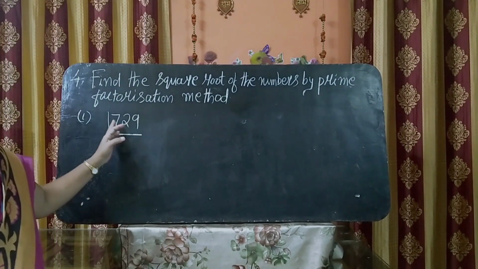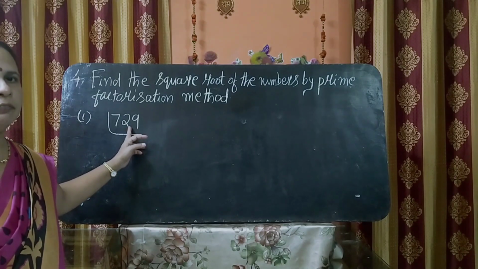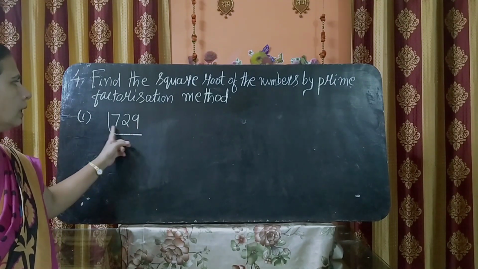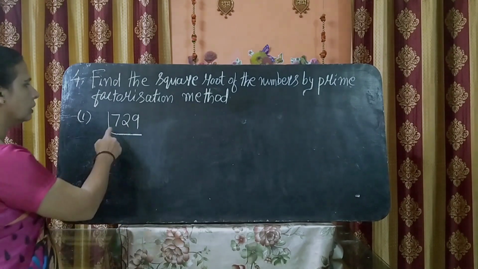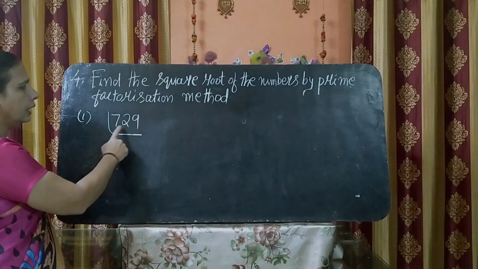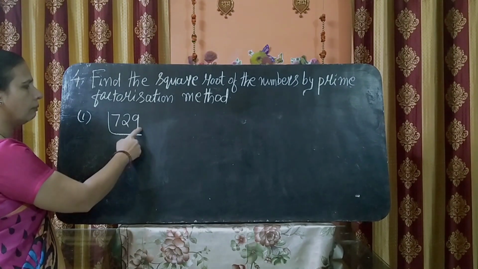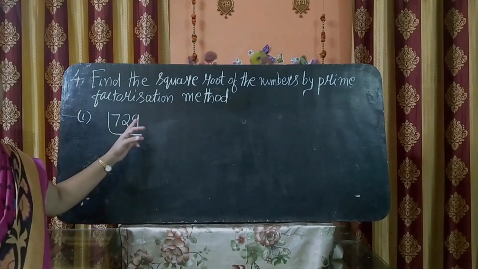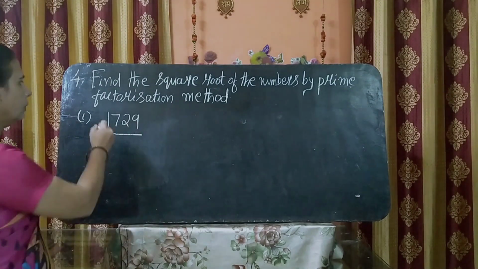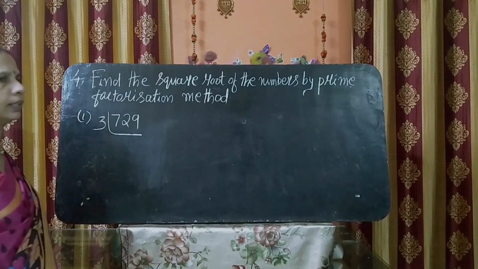Next, we have to check whether 3 is a factor of this number. For that, we add the digits of the given number. 7 plus 2 is 9, 9 plus 9 is 18. 18 is a multiple of 3, so 3 is a factor of this number. So, we can take 3 as a factor.